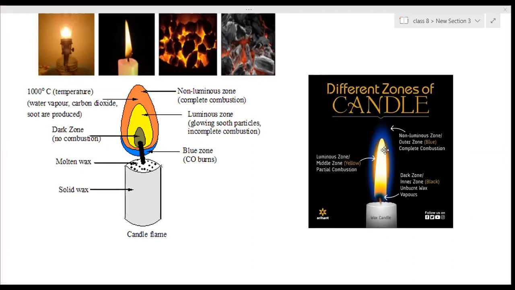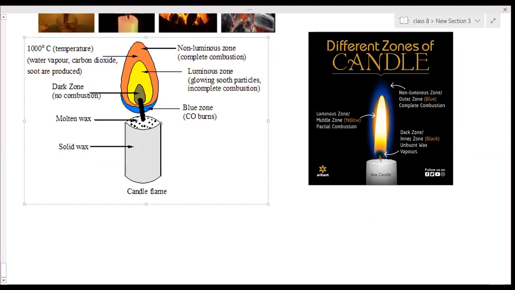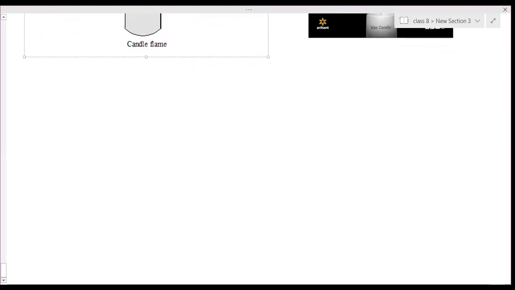You can see the proper structure. Now here the candle has four different zones. We will learn mainly three zones. This is the outermost blue color. Always remember one thing: generally, there is complete combustion and incomplete combustion. So what do we mean by complete combustion? Complete combustion, that means in case of fuels.